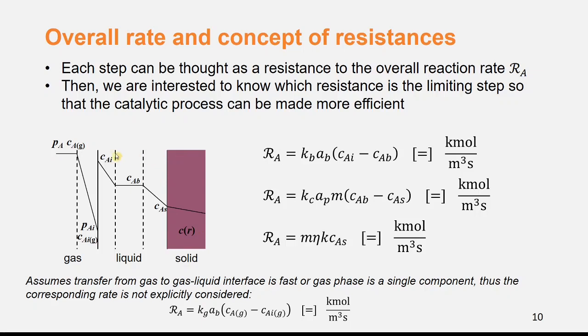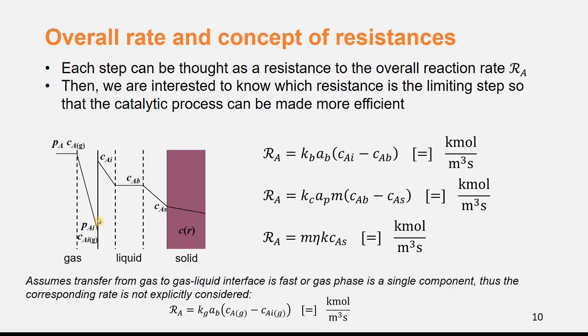This solid line here is the gas-liquid interface. In general, to the left of the gas-liquid interface, there is a gas side film, and the concentration of A starts from CAG, or PA in terms of partial pressure, and it drops through the gas side film to CAIG or PAI.